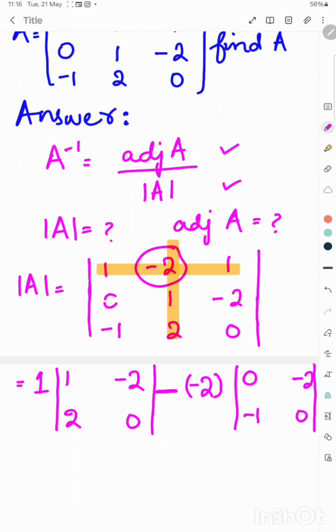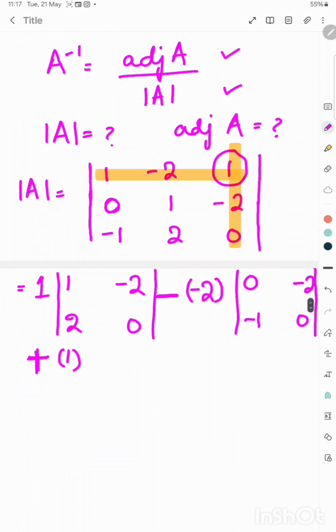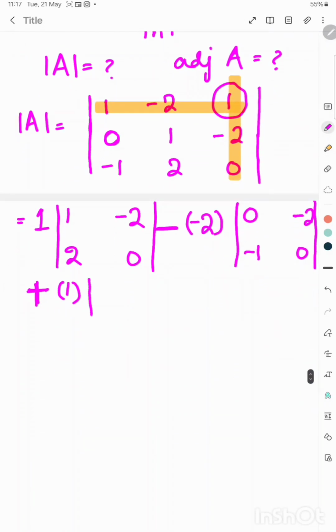Now I will go for the third element. Here the third element is 1. So I will write plus, which is the formula's plus sign, and I will write that 1 here. As you can see, the 1 lies in the first row and third column. So I will eliminate these two and what remains will be right here. So I will write the remaining elements here, that is 0 1, minus 1 2.